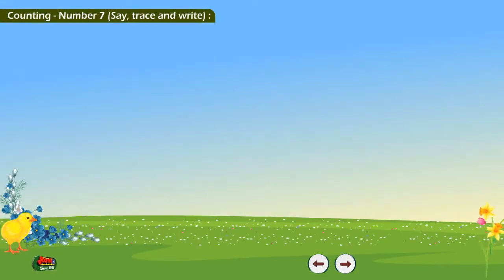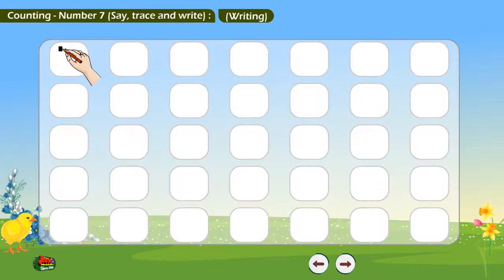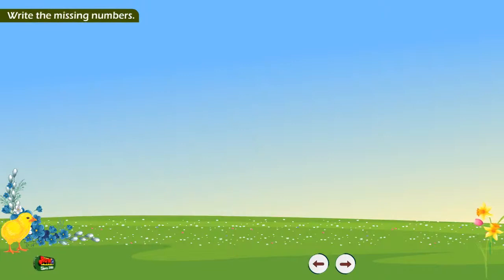Counting number 7. Say, trace and write. Writing. Write the missing numbers. Reasoning proof.